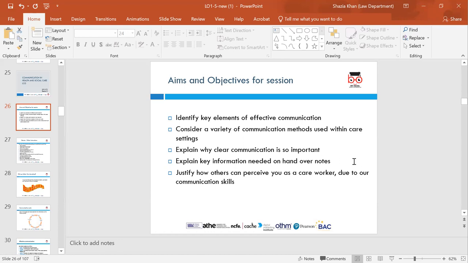We're going to also look at key information on handover notes and justify how others can perceive you as a care worker due to communication skills.